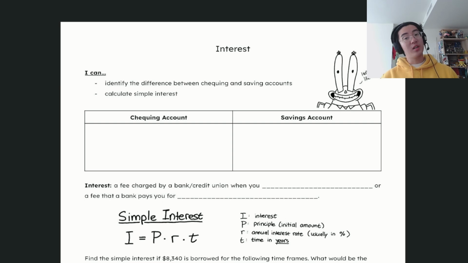Hello everyone, welcome to today's lesson on interest. Last time we talked about how we earn money. This time we're going to talk about how you can grow your money for free, or lose a lot of money as well.